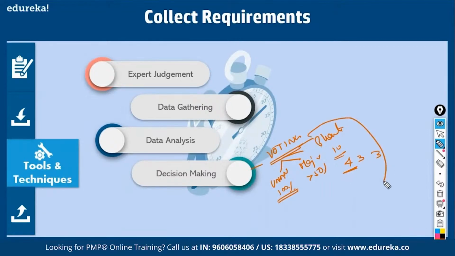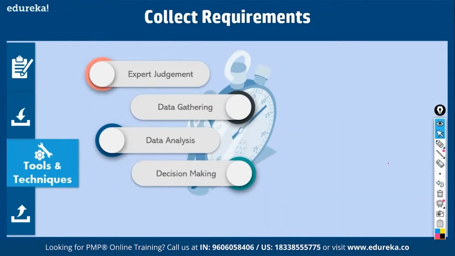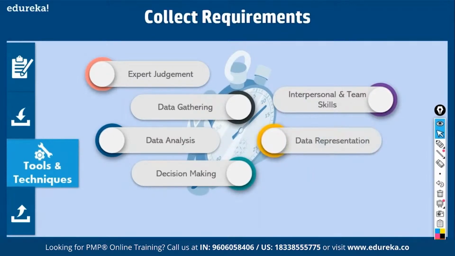But at times the stakeholders may nominate somebody else to take a decision. That is called autocratic decision making, or delegated decision making. These are all the ways in which a decision could be taken. Then you also require soft skills to conduct facilitated sessions and get information from stakeholders. Then data representation. How do you represent data? You can represent data using context diagrams, use cases, and so on. You can also use brainstorming.